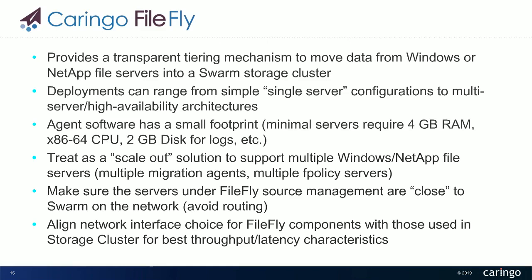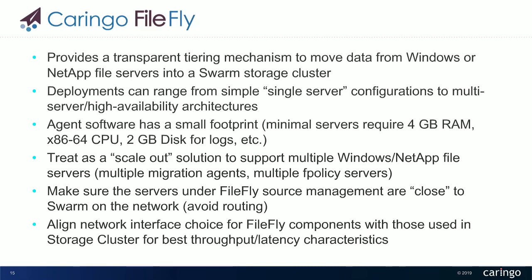Again, it's one of those situations. It can be as simple or complex as needed, but you need to keep an eye on how it's being utilized over time and whether or not you need to expand. The agent software itself has a small footprint. A minimal server is going to be 4 gig of RAM, an x86-64 CPU, and 2 gig for disk and logs, etc. Typically, the servers that it actually runs on are going to be much larger because they are Windows filers, or they're Windows servers that are acting as F-policy agents for NetApps that data is being tiered on. They tend to be much beefier, but the actual agent software itself does not have a huge footprint.